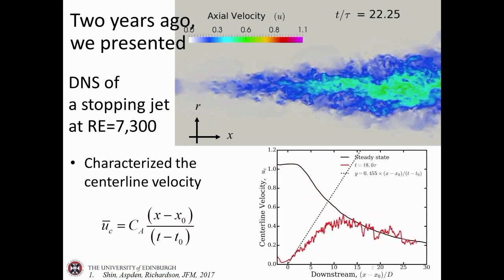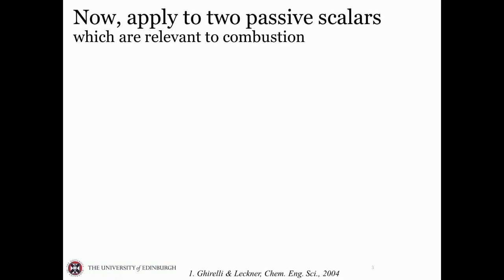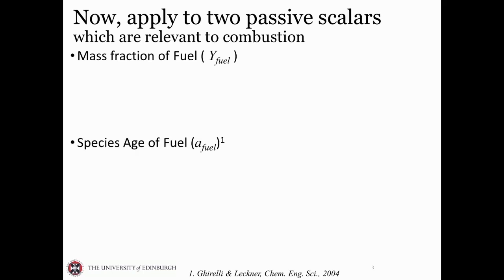So we have done this study 2 years ago, and it was quite successful. Now we want to apply a similar thing to the two-passive scalar, which is very relevant to combustion. So in combustion, typically we have multiple species, typically the fuel and oxidizer. So one of the most important parameters is the mass fraction of fuel. That's one thing. And then second thing, I'd like to introduce a species age of fuel.